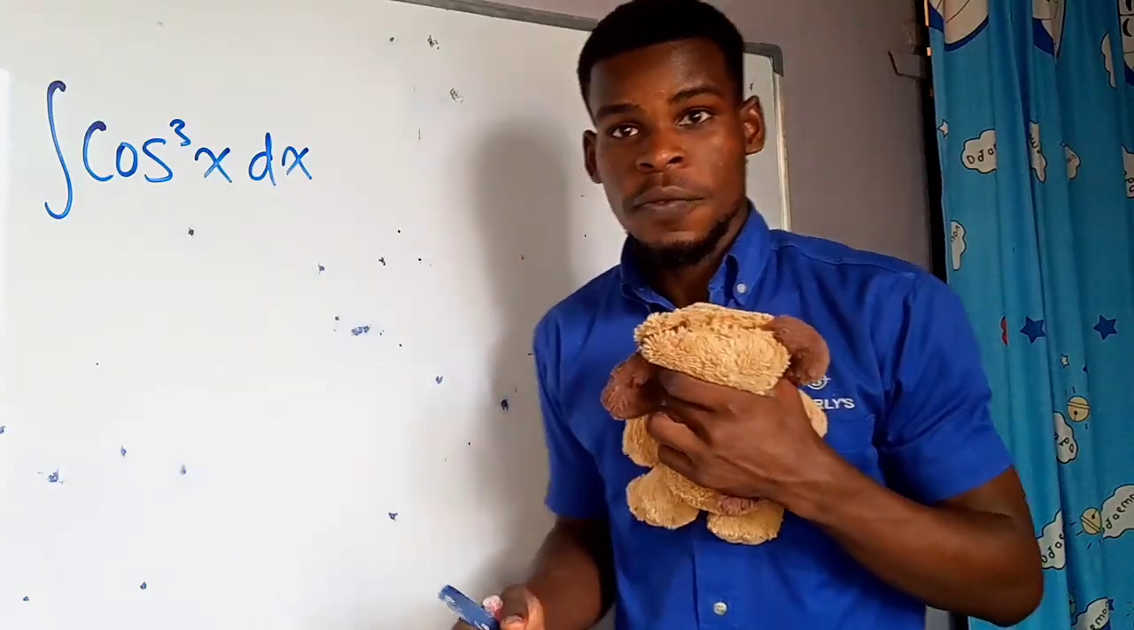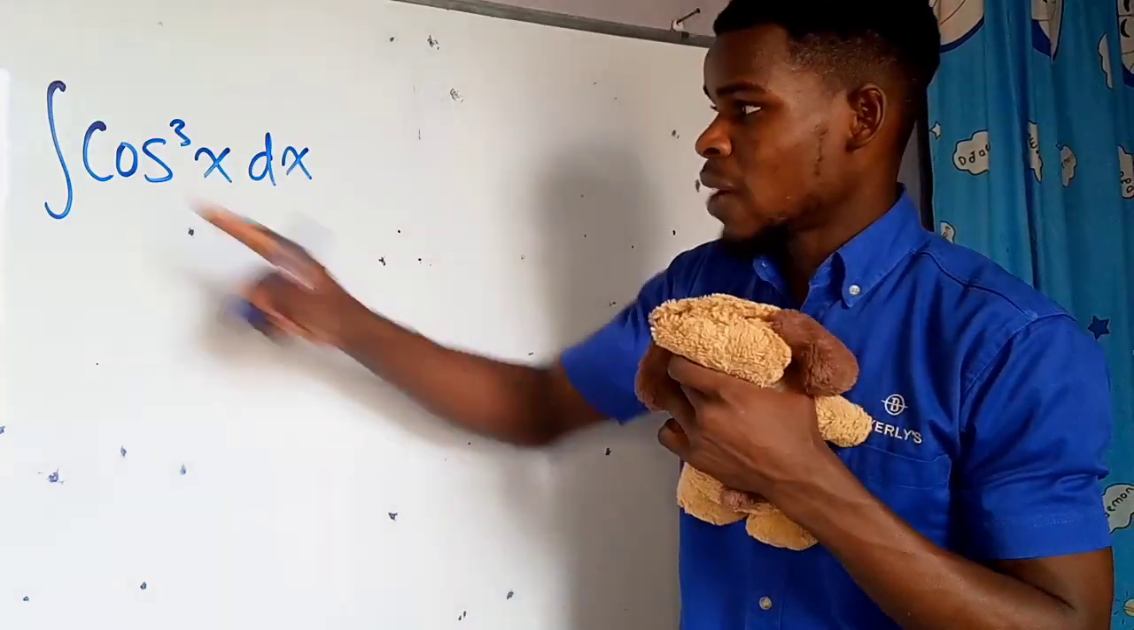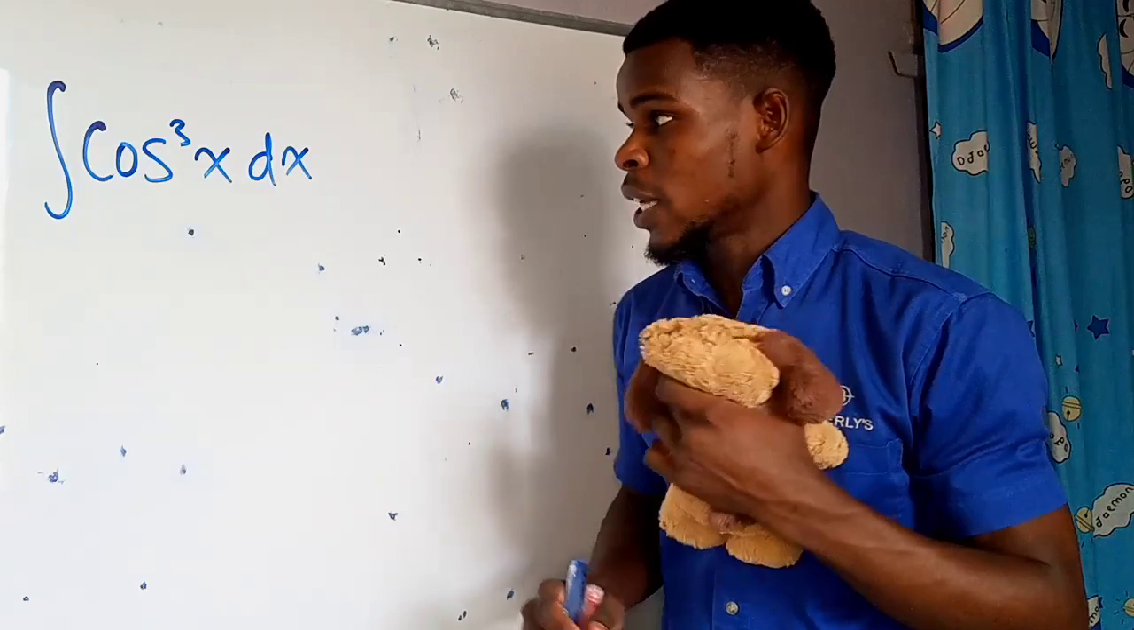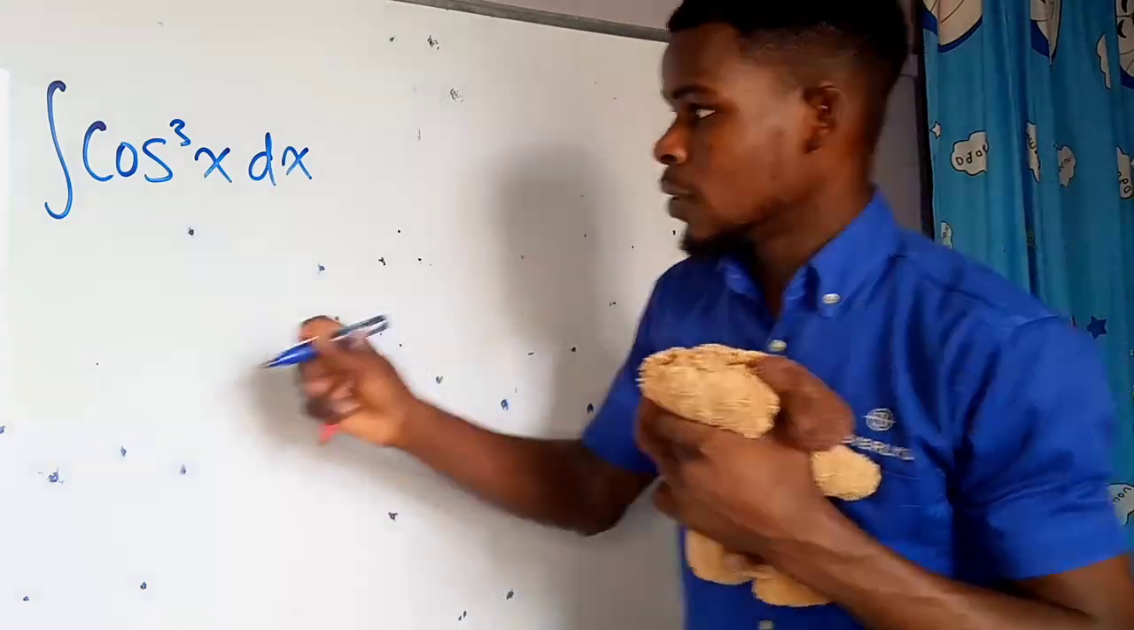Okay, now in this video, we want to find the antiderivative of this function. So we have the function to be cosine to the third power of x. Okay, great.